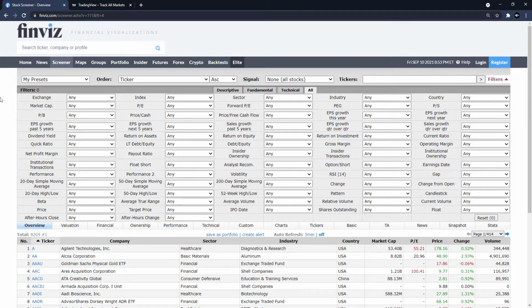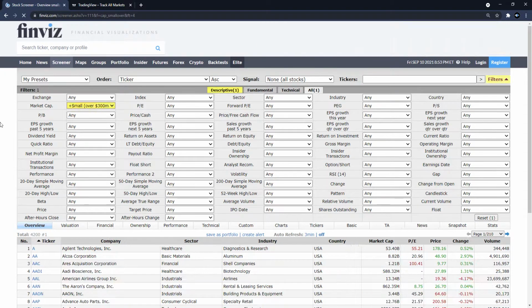The first thing that I want to look at is the market cap. We want it to be plus small, or over $300 million. What does market capitalization mean? You can just hover your mouse over the word and it will show you. It equals the total dollar market value of all of a company's outstanding shares. As easy as that. Basically, the amount of money that they have, the dollar value of a company's outstanding shares.